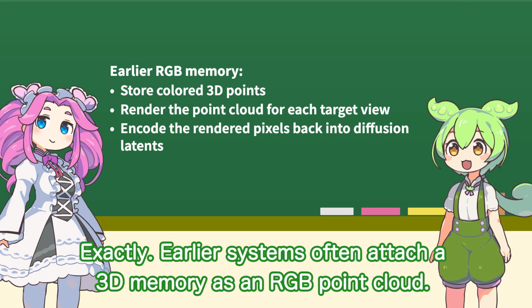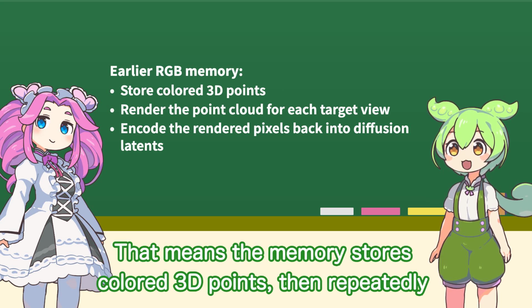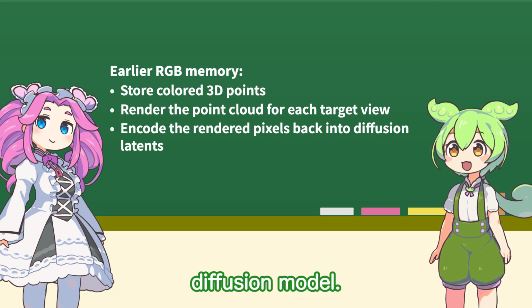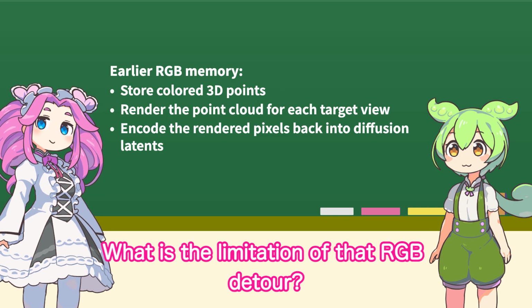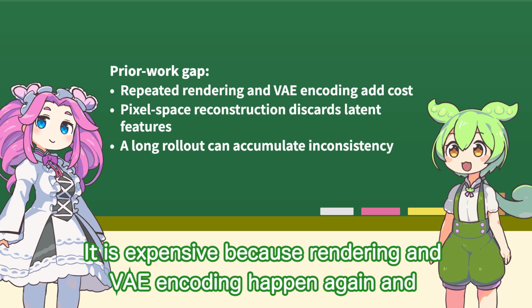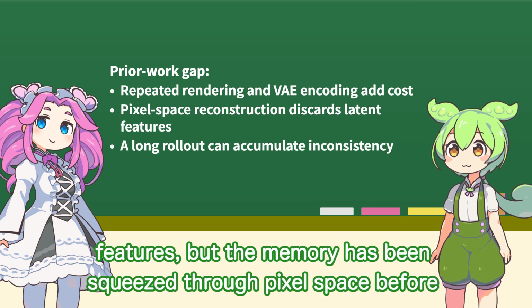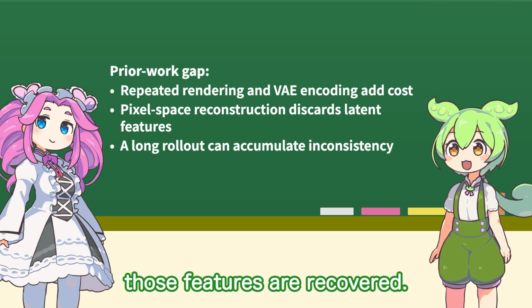Exactly. Earlier systems often attach a 3D memory as an RGB point cloud. That means the memory stores colored 3D points, then repeatedly renders those points back to pixels and encodes the pixels again for the diffusion model. What is the limitation of that RGB detour? It is expensive because rendering and VAE encoding happen again and again. It is also lossy because the diffusion model works with latent features, but the memory has been squeezed through pixel space before those features are recovered.